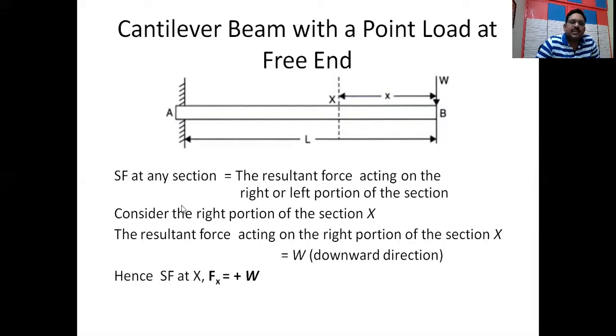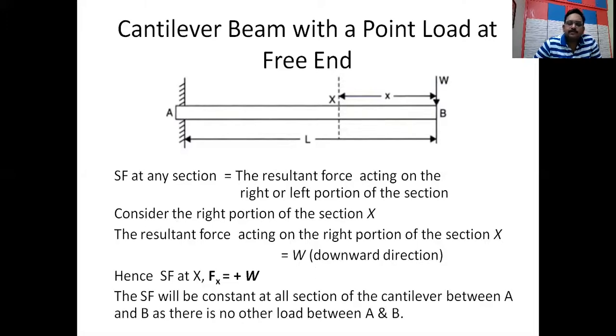Therefore, as per the definition, the shear force at the section X is nothing but Fx equal to plus W. Why have we taken plus W? Because it is in the downward direction. In the sign convention from the last video lesson, if you take the right side portion, then if the resultant is downward, we have to take it positive. If it is the left side, and the resultant force is in the upward direction, then you have to take it positive. And on the right-hand side, if the resultant is in the upward direction, then you have to take it negative.